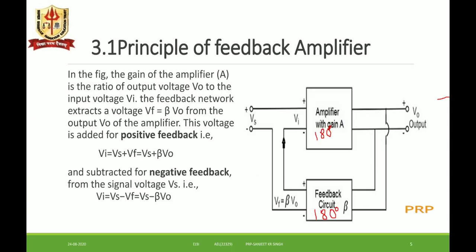So remember, for the positive feedback, the total phase shift will be 360 degrees. That means the amplifier will be providing 180 degree phase shift, and another 180 degree phase shift will be provided by the feedback circuit. And for the negative feedback amplifier, the amplifier will be providing 180 degree phase shift, whereas the feedback circuit is designed in such a way that it is not providing any phase shift. That means the output will be 180 degree phase shifted with respect to the input Vi. Then it will be a negative feedback.